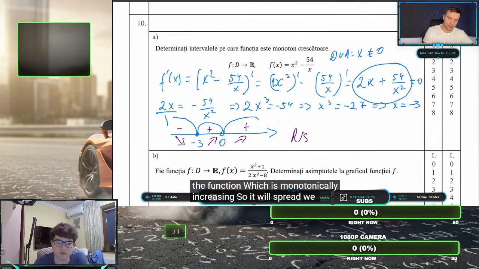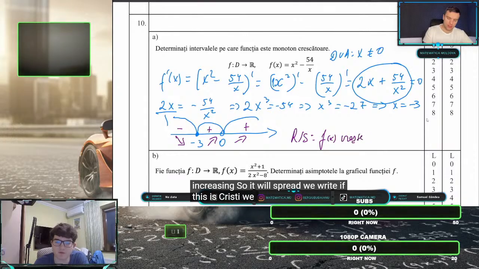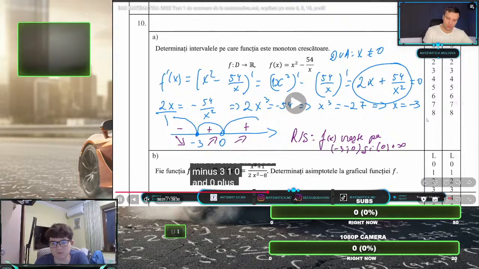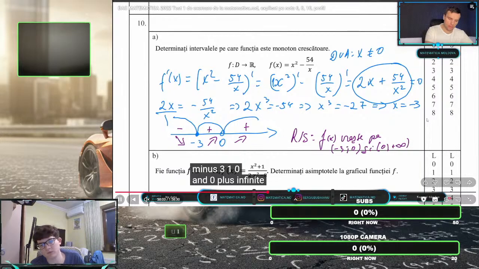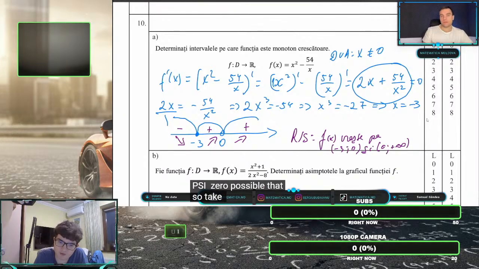And the interval on which it is going up is going to be from minus 3 till infinity, right? Minus 3 till 0 and 0 till infinity. I mean, technically you can write down minus 3 till infinity, but I don't know exactly if you can write it like that, but I don't really care, so we're gonna go like that.